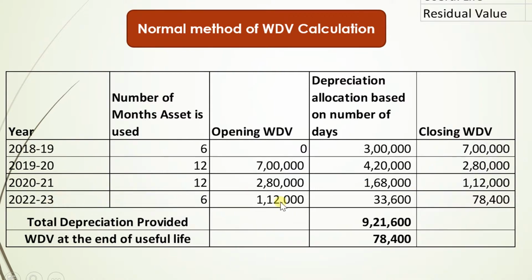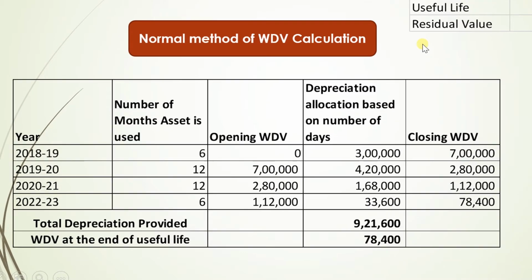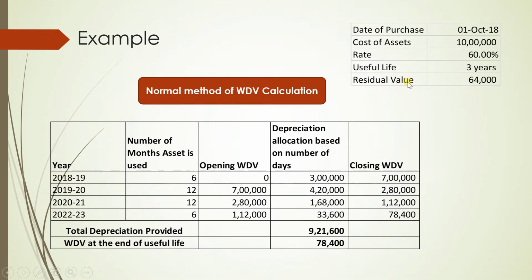Now in the last year, opening WDV is coming 1,12,000, and if you calculate 1,12,000 into 60%, it is coming 67,200 divided by 12 into 6. So depreciation comes 33,600. So at the end of useful life, my WDV is not matching exactly with the residual value. But generally what happens, in the last year we just provide the balancing figure. So no one looks into that. So there is an additional depreciation in the last year of 14,400.